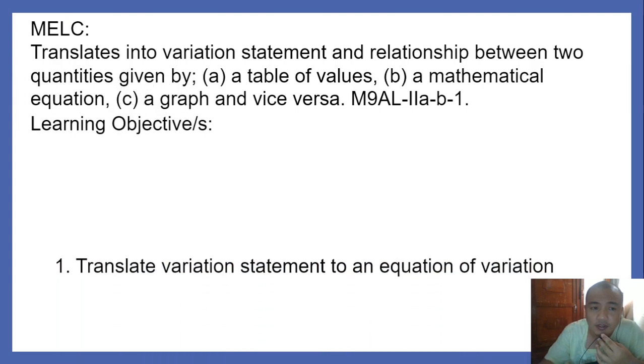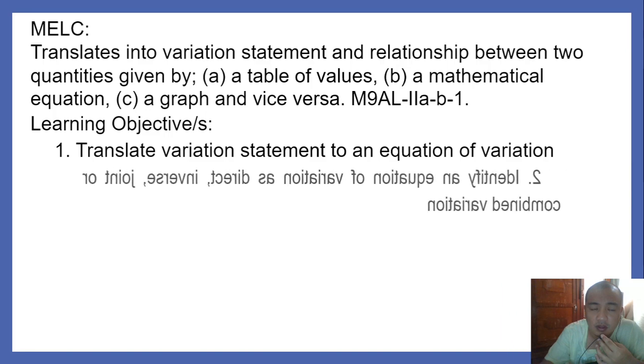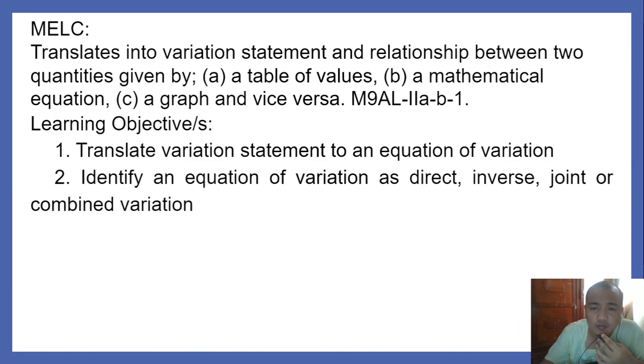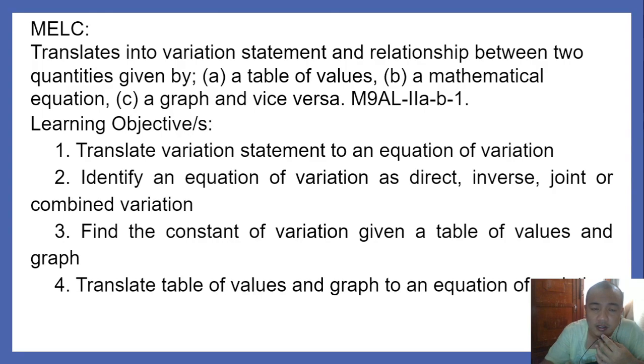Learning objectives: Number 1, translate a variation statement to an equation of variation. Number 2, identify an equation of variation as direct, inverse, joint, or combined variation. Number 3, find the constant of variation given a table of values and graph. And number 4, translate a table of values and graph to an equation of variation.